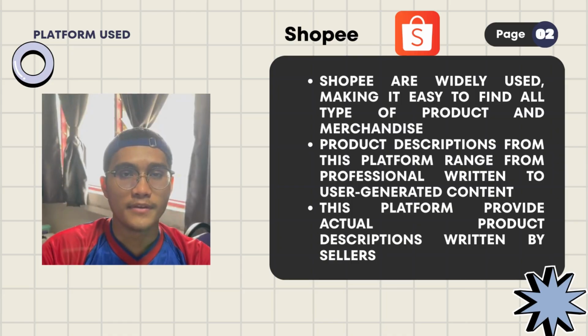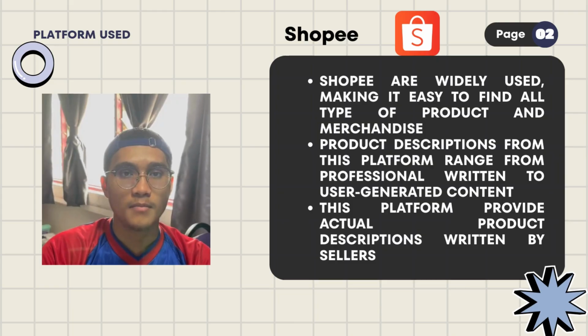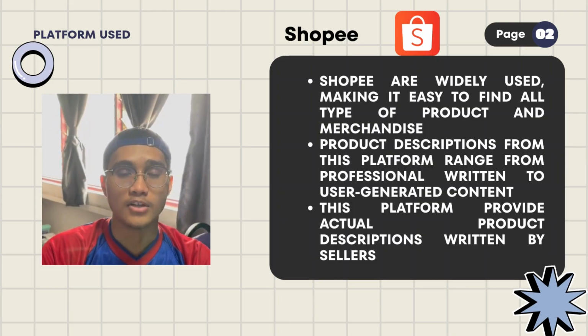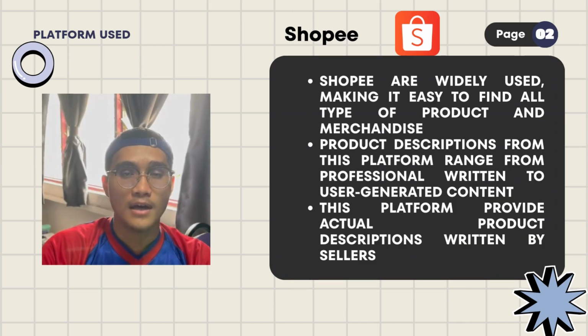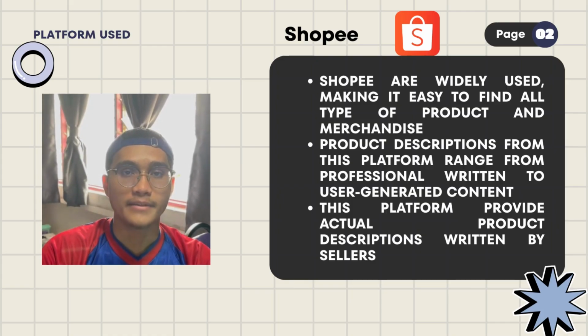First of all, the first thing that we're going to talk about is platform. For this video, we decided to choose Shopee as our main platform to find our product description. The reason why we choose Shopee is because Shopee is the most used online shopping platform by everyone, and Shopee also provides an actual written description by the original seller, so it is easy for us to analyze each word and description to find all types of error.